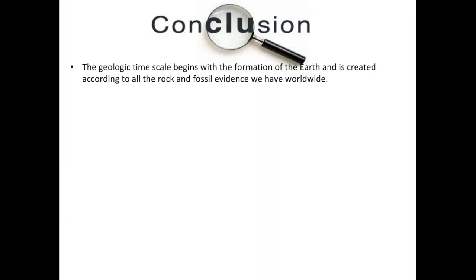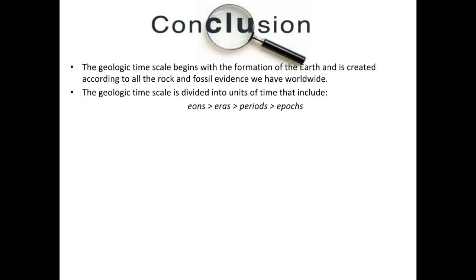So in conclusion, the geologic timescale begins with the formation of the Earth, and is created according to all the rock and all the fossil evidence we've ever found worldwide. The geologic time scale is divided into units of time that include eons, which are greater than eras. Eras are larger than periods, and periods are larger than epochs.